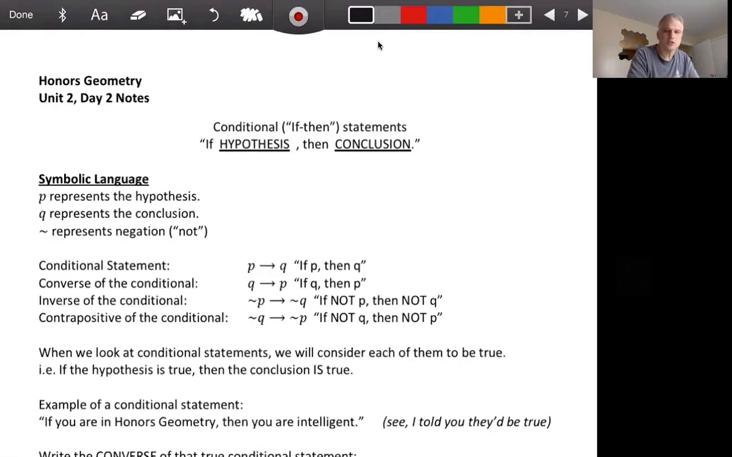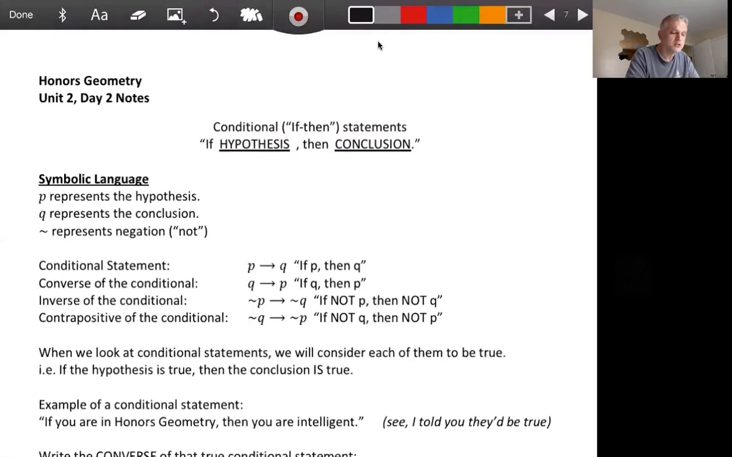Now the inverse is just kind of a negative little thing. You just take the conditional and you negate the P and you negate the Q. So we would read it, if not P, then not Q. You just take the hypothesis and you negate it by saying it's not true. So if the hypothesis is it is sunny today, then negating it would be as easy as it is not sunny today. Pretty simple stuff.